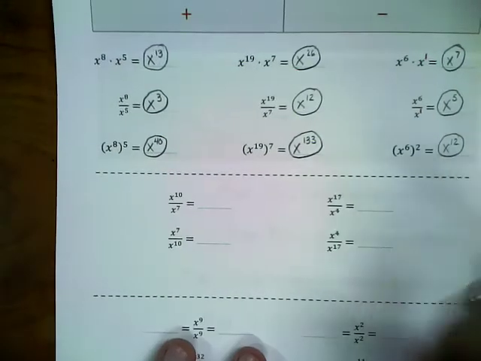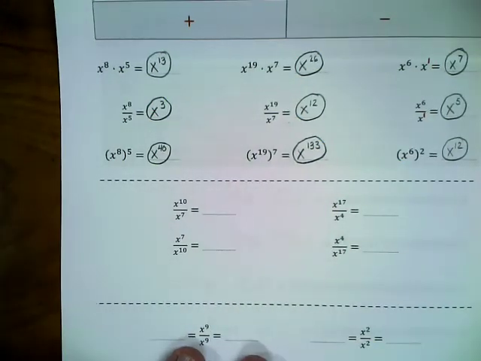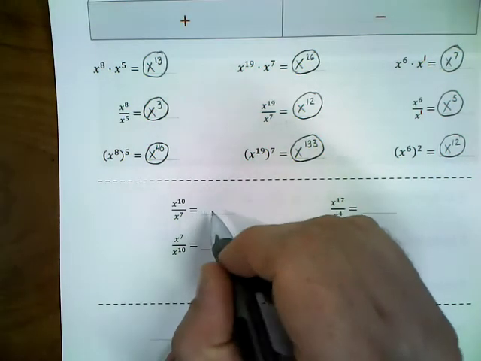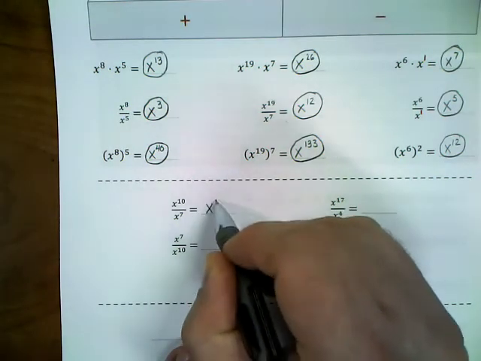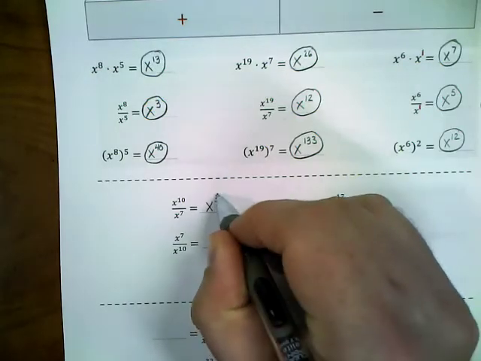And now we're going to move on to this next section. So again, we're going to do some more division. So division means we're going to subtract our exponents. So if we take a look at this here, I have x to the power of 10 minus 7. So 10 minus 7 is 3.